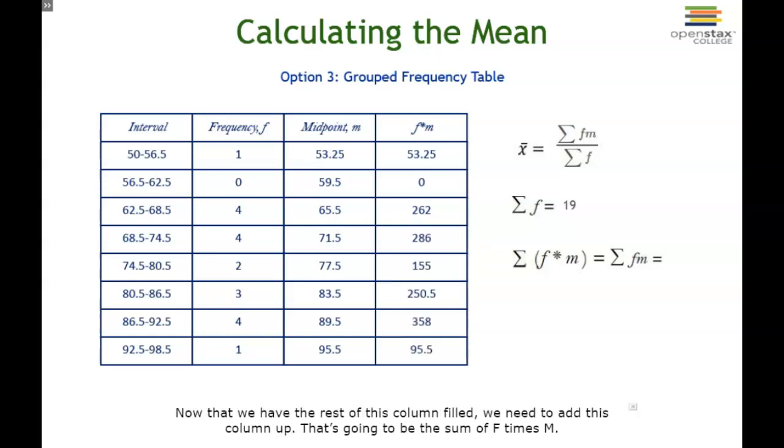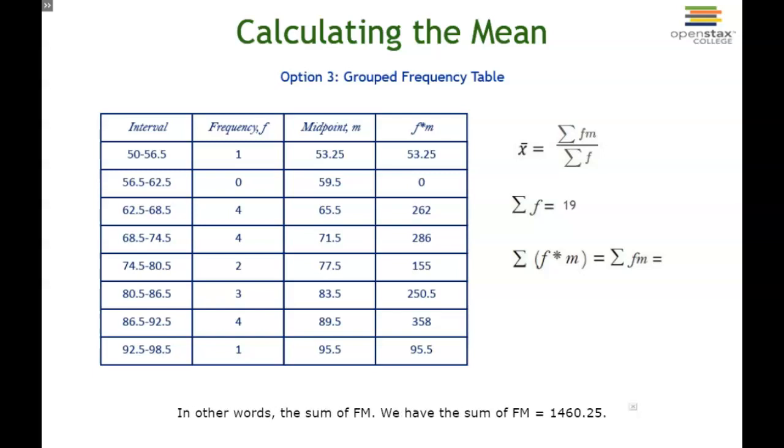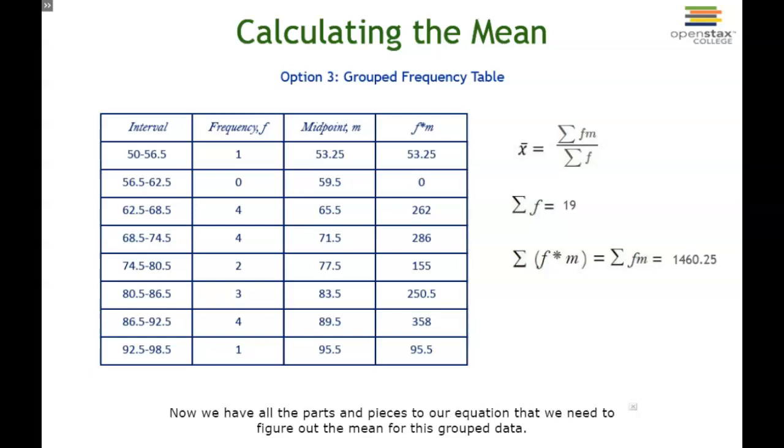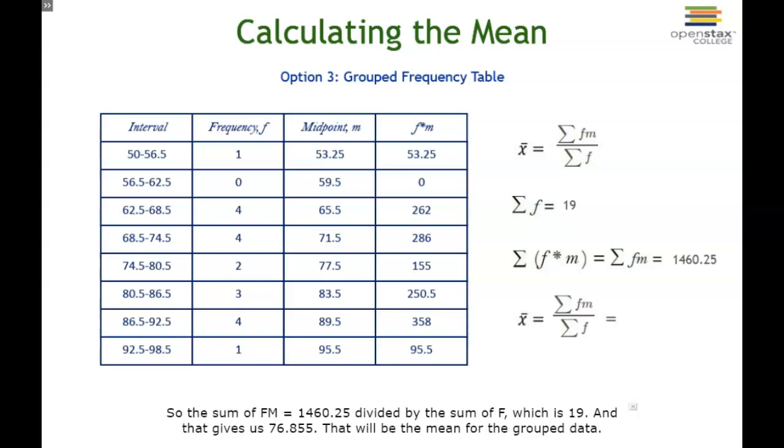Now that we have the rest of this column filled, we need to add this column up. That's going to be the sum of f times m. In other words, the sum of fm. We have the sum of fm, 1,460.25. Now we have all the parts and pieces to our equation that we need to figure out the mean for this grouped data. So the sum of fm, the 1460.25, divided by the sum of f, which is 19, and that gives us 76.855. That will be the mean for the grouped data.